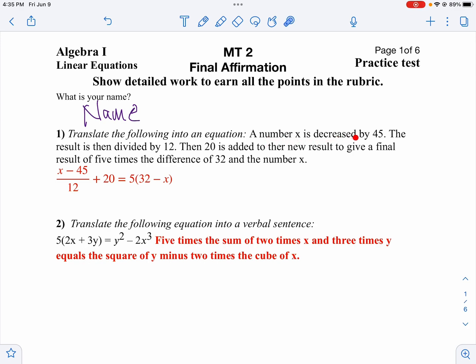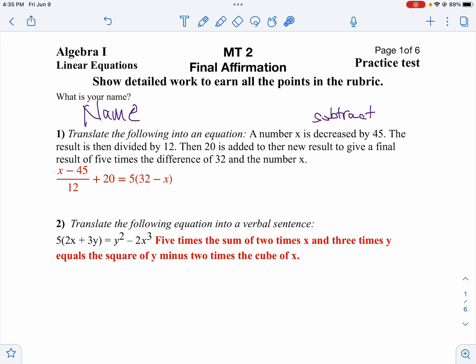So a number decreased by 45. Decreased is going to mean subtract. And then we're going to divide that by 12. So if I take a look right here, I'm going to take x minus 45 and divide it by 12. Then 20 is added to that.